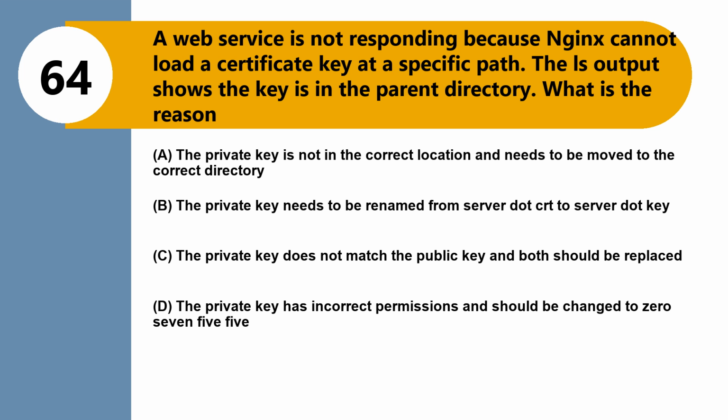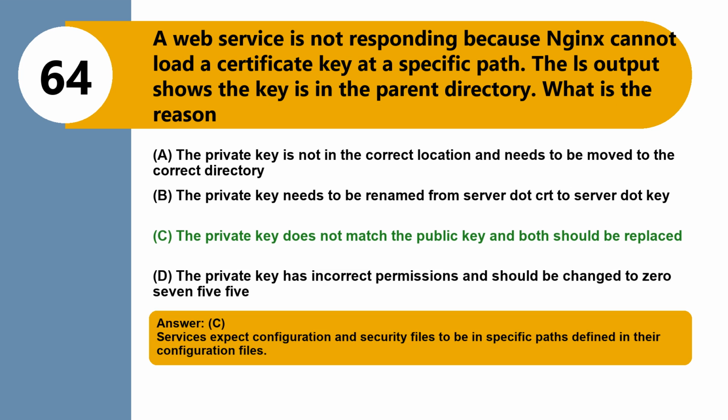What is the reason? Option A. The private key is not in the correct location and needs to be moved to the correct directory. Option B. The private key needs to be renamed from server.crt to server.key. Option C. The private key does not match the public key and both should be replaced. Option D. The private key has incorrect permissions and should be changed to 0755. The correct answer is option C. The private key does not match the public key and both should be replaced. Services expect configuration and security files to be in specific paths defined in their configuration files.